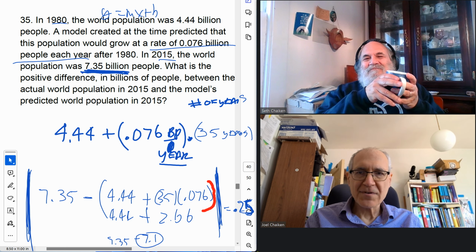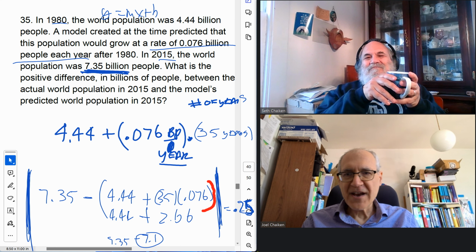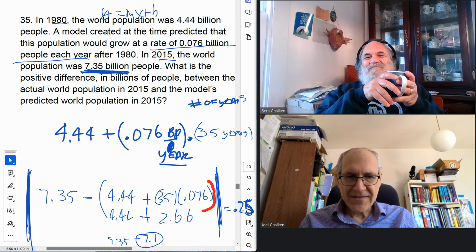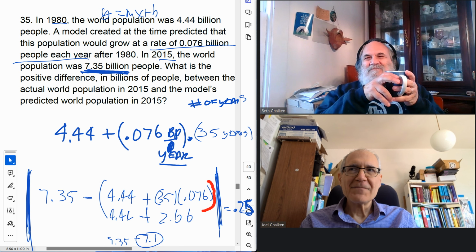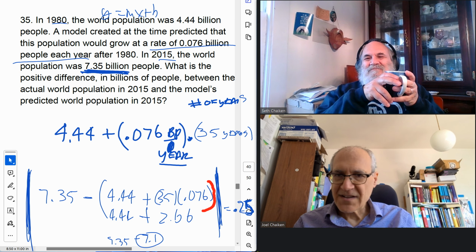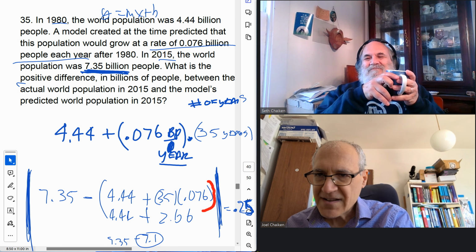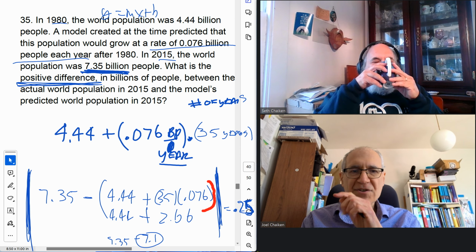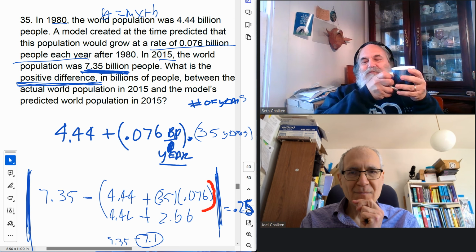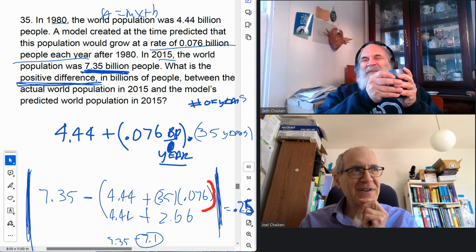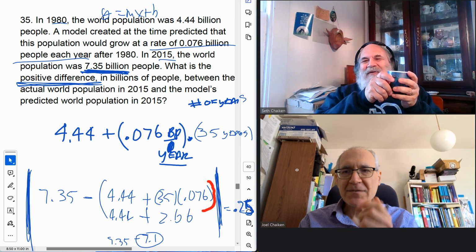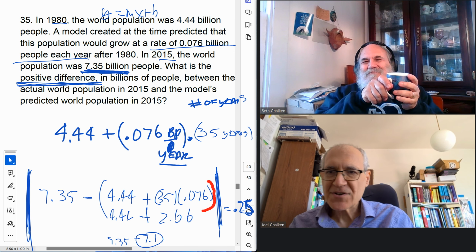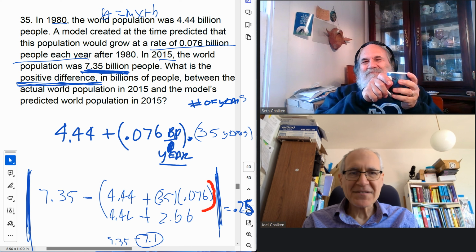And how to also understand that when you want to compare two things, you subtract them. If you want to compare their difference, that means subtraction, not division. If they ask you what is the factor between two numbers, use division. But positive difference means subtraction. So there are a few things there that they want to see if you know how to do. That's a multi-part word problem.